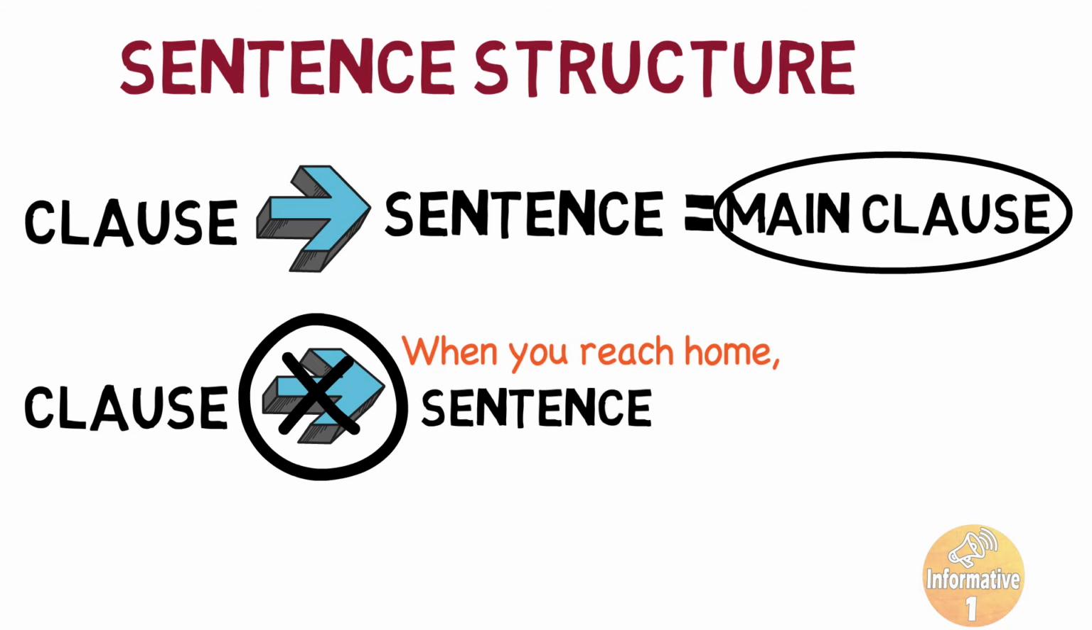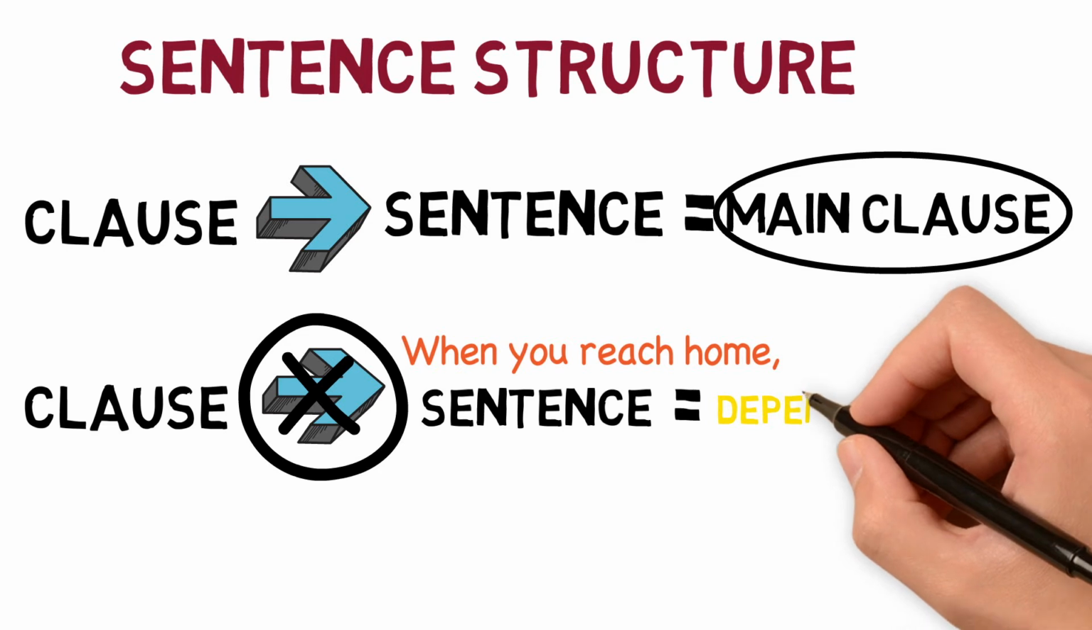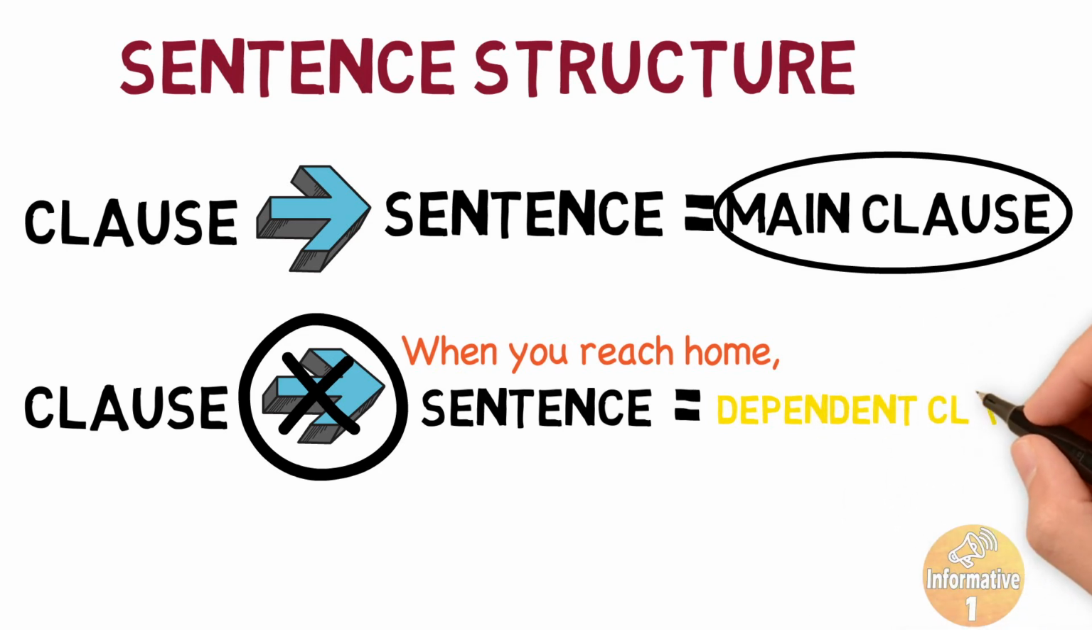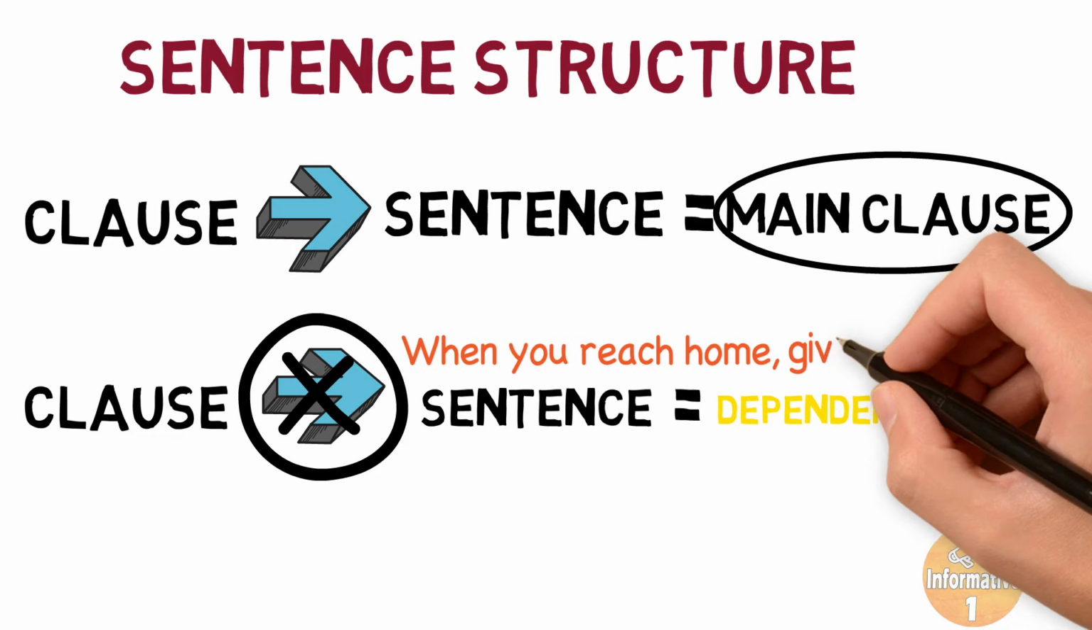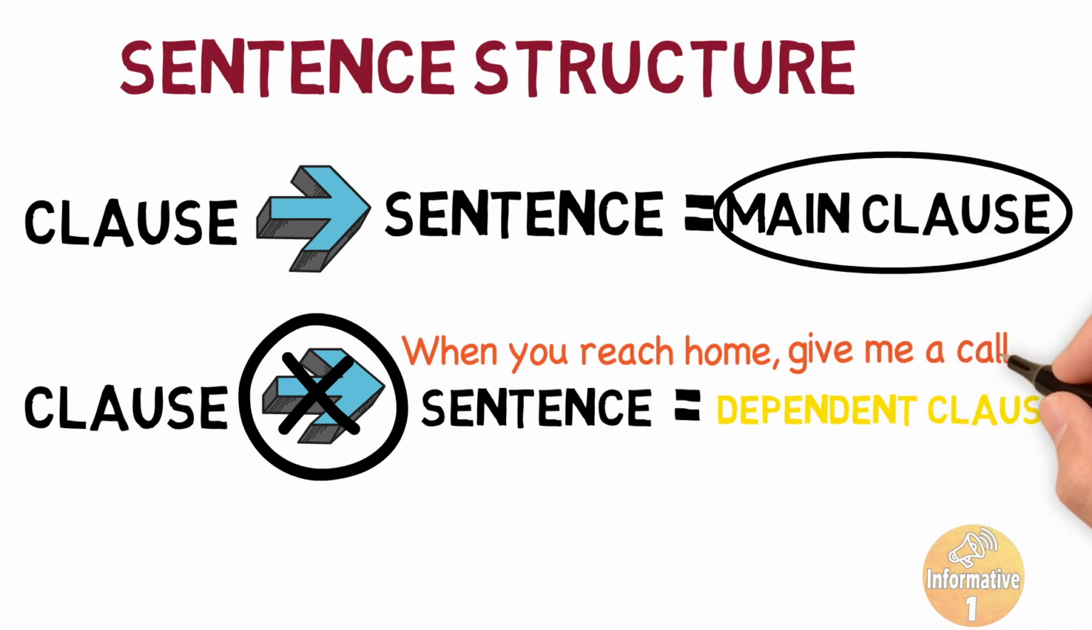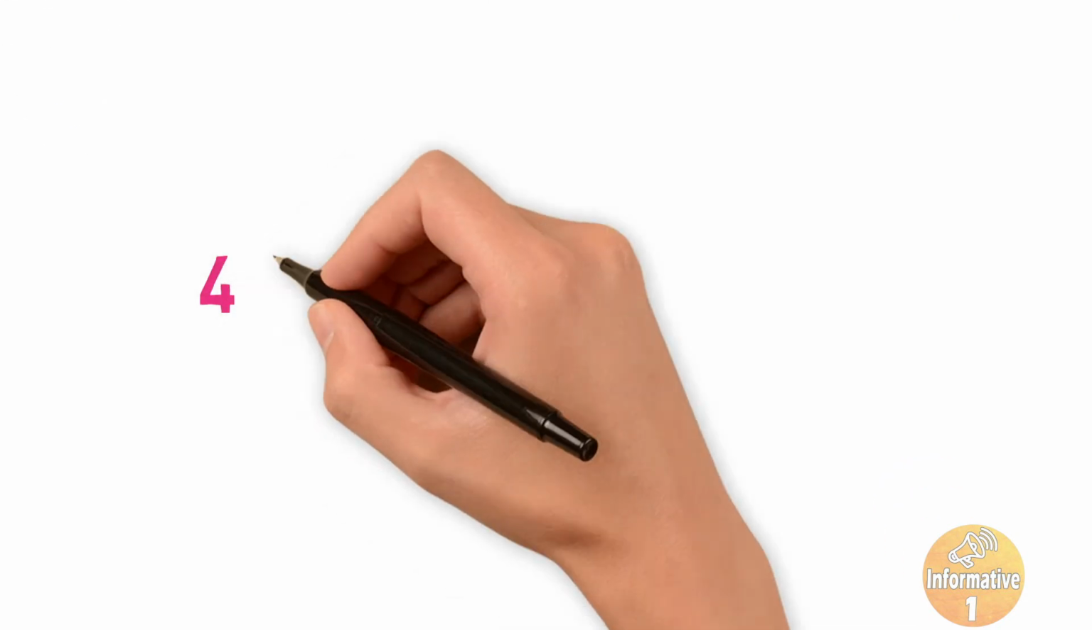For example, when you reach home is a clause which alone cannot form a full sentence. Such a clause is called a dependent clause because it depends on another main clause to make a full sentence. For example, we can make a sentence such as, when you reach home, give me a call. Give me a call is a main clause.